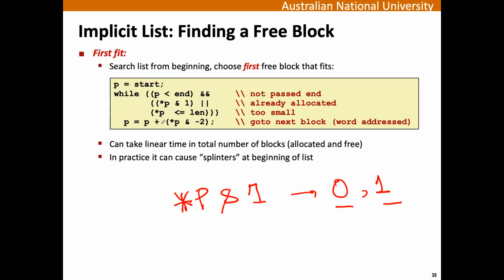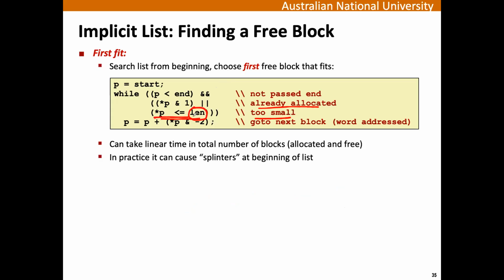Okay, and then if the size is less than or equal to n, so this is already allocated. And this is checking if the size is too small for the request. The request is length, and if the size is too small.